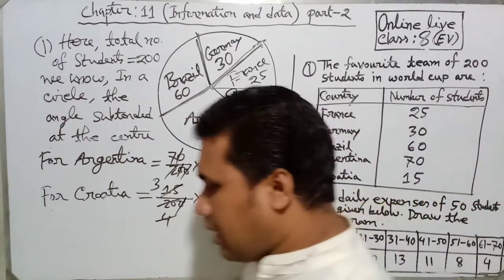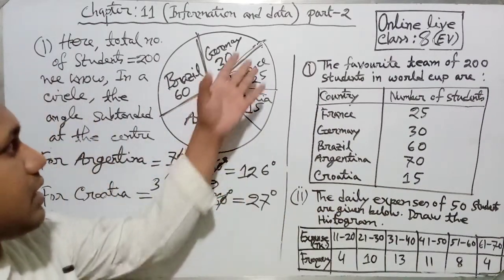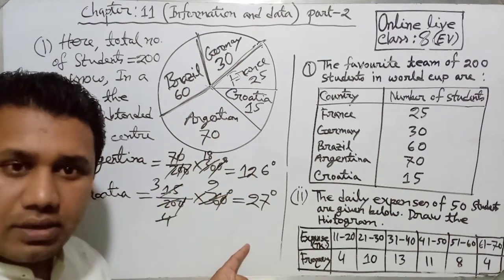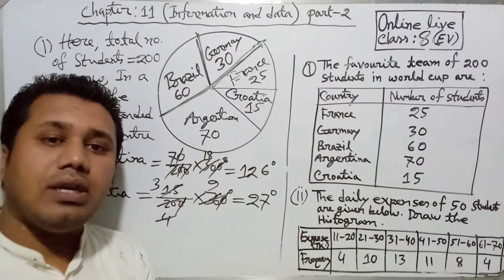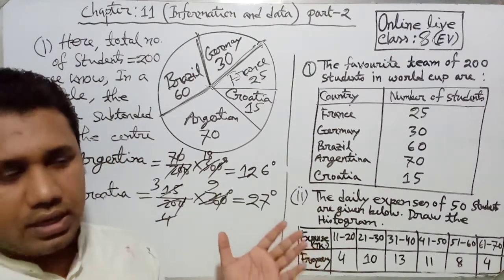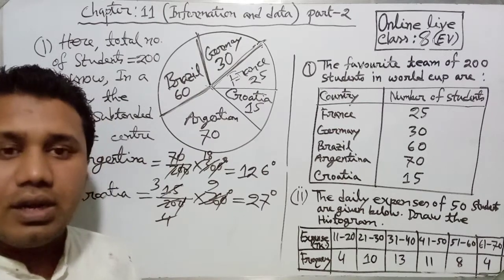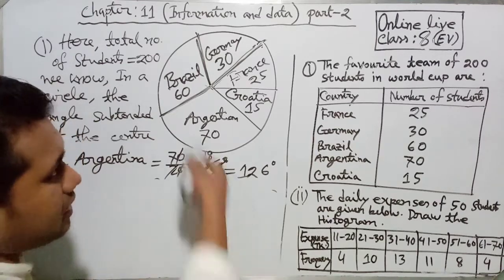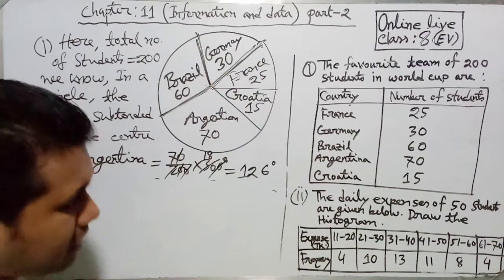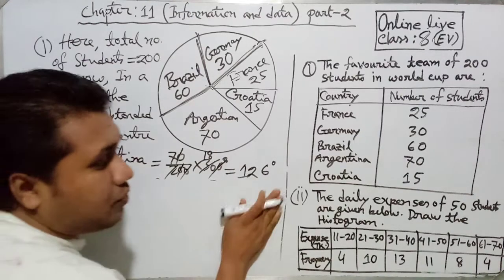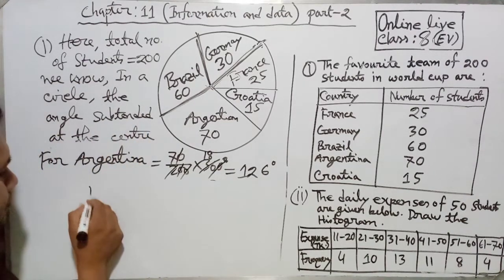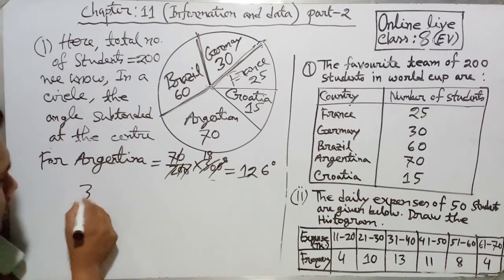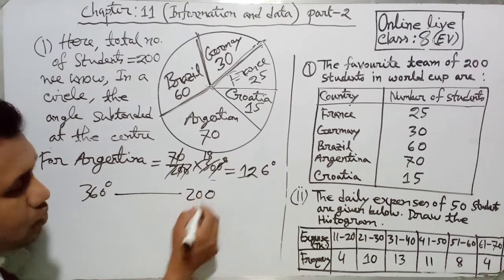Now dear students, conversely, suppose the question says this is Germany, Brazil, and the degree is given. The question asks how many students support each country, you have to find separately. Then in which process, suppose this is 126 degrees, this is given. Now you have to find the supporters of Argentina. So now dear students, it will be our reverse process of unitary. We can write 360 degrees is used for 200 students.